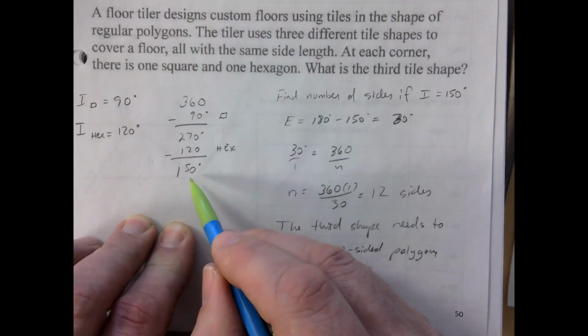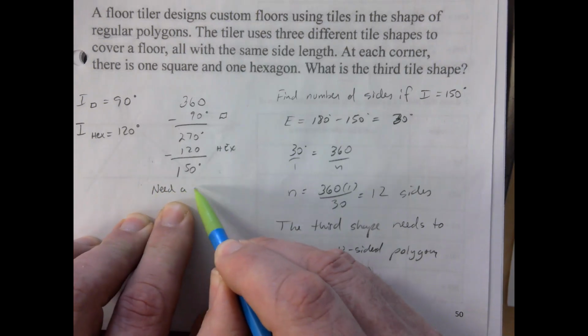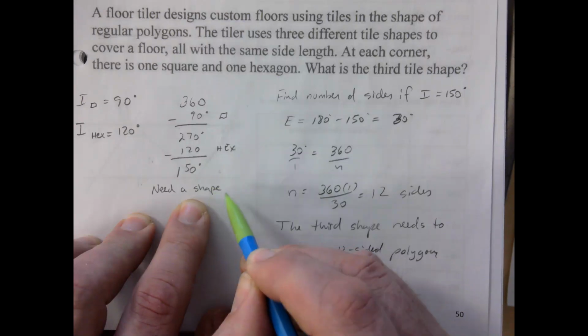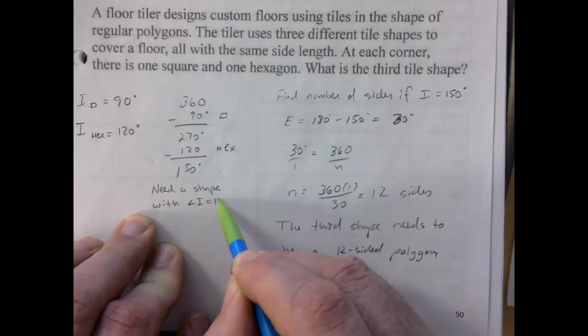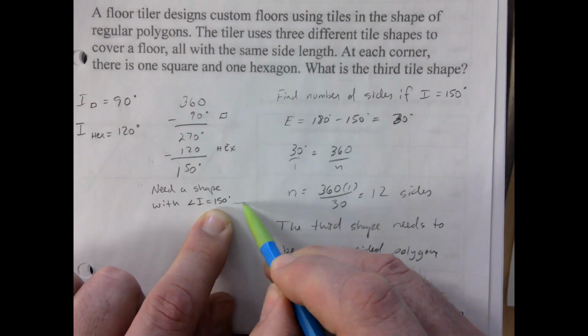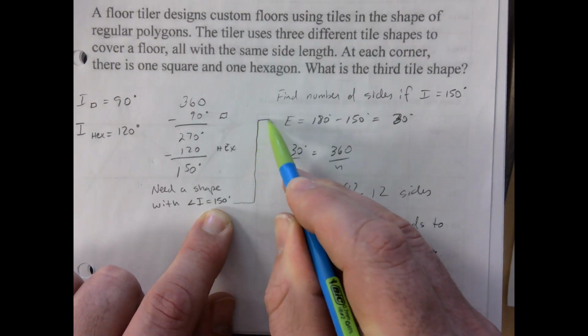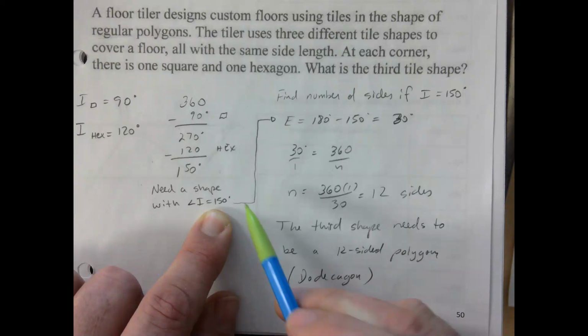So basically, when you get to 150, you need a shape with an interior angle of 150. That's what that is saying, okay? So I use that. Some of you stick with the longer method of finding the number of sides. You go for it. There's no problem with that.